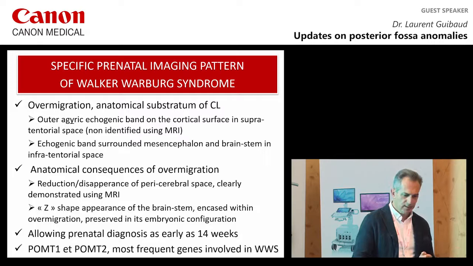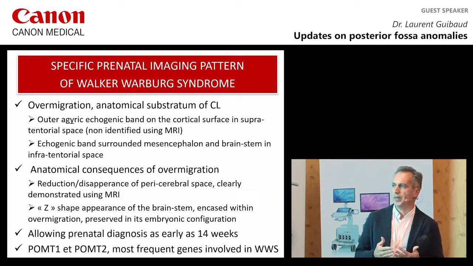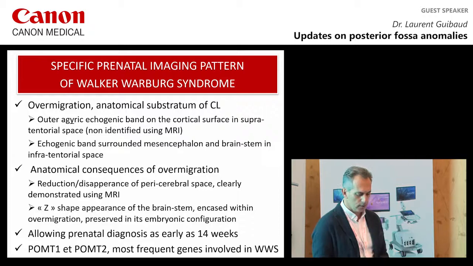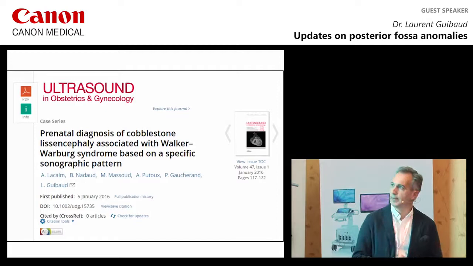And when you see this prenatal pattern, you are most likely sure that it's related to two genes, POMT1 and POMT2, which are the most frequent genes involved in Walker-Warburg syndrome. So you have all the information in this article. Let's go to case two.